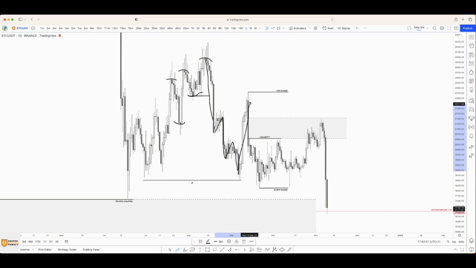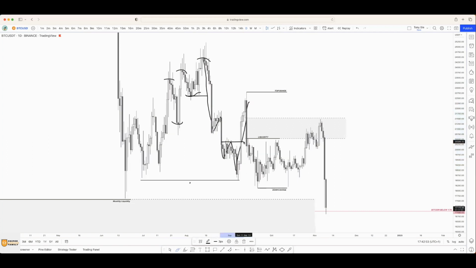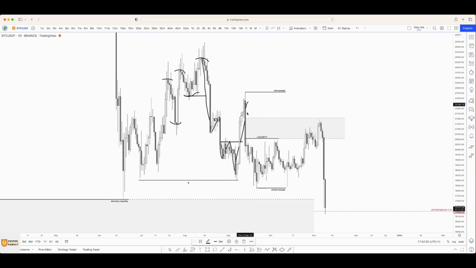And then price broke structure again to the upside. Yes, but as you can see, Bitcoin still went to the downside. So now that we see how price has actually closed below this area, we could be looking at all of this as one push to the downside and then a lower high and then a lower low.